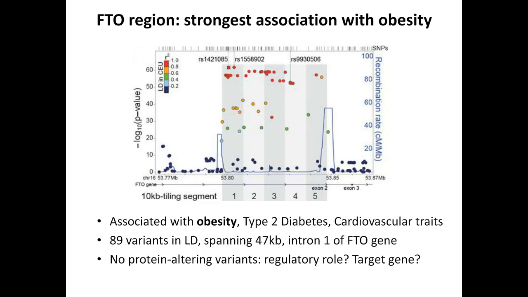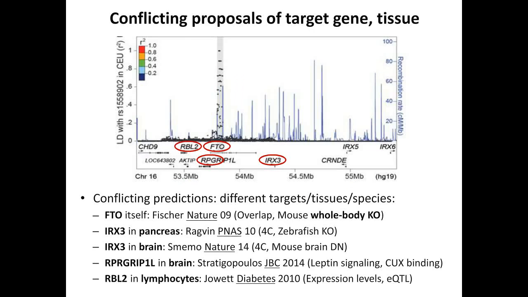There are no protein-altering variants in this region, leading many to suggest that it might play a regulatory role, but the target gene, as well as the relevant cell type, is actually not known. So we set out to uncover these using a systematic study.